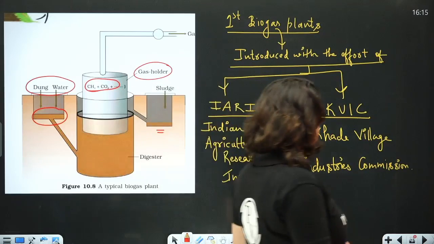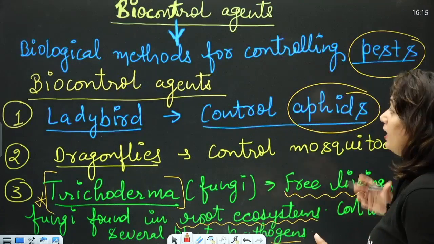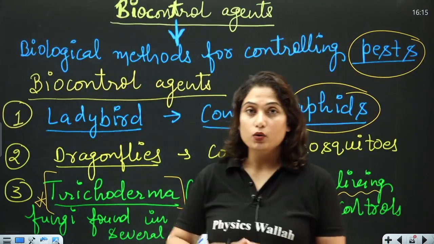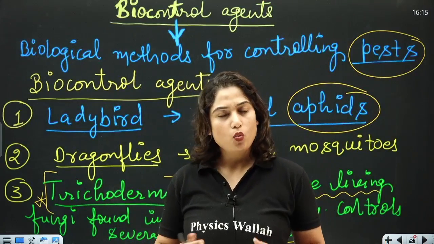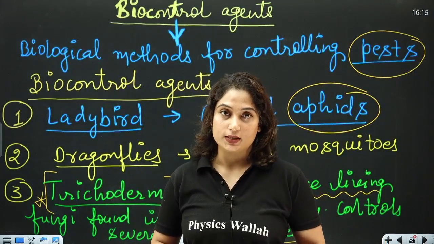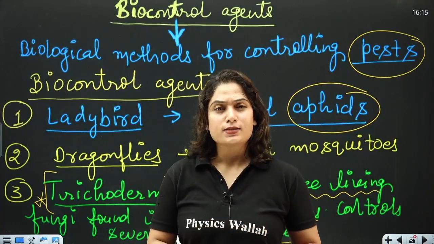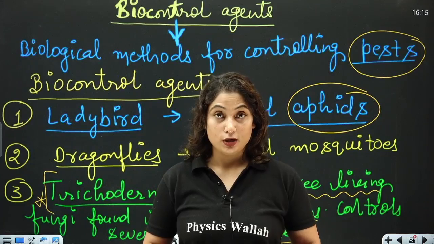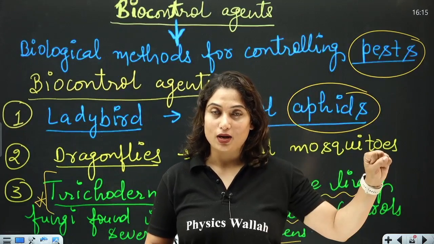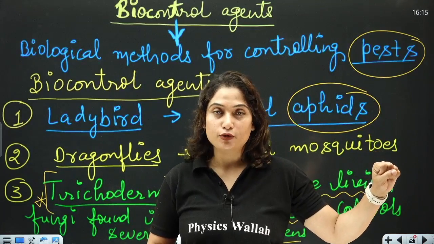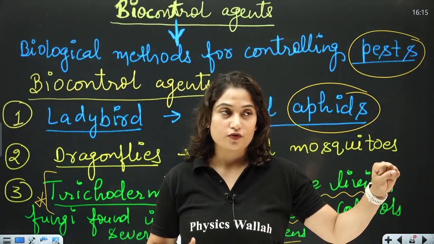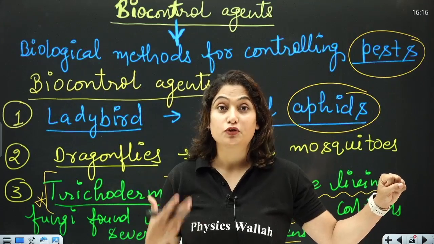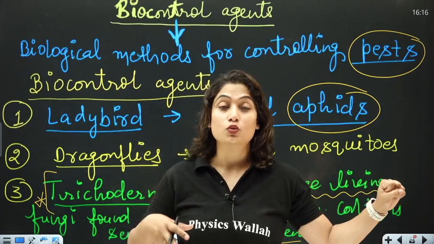Okay, now let's move on. Now let's talk about the biocontrol agents. What are biocontrol agents? These are some special organisms which can be used to control those organisms which are harmful for humans, or which are harmful for the productivity of crop plants which are used by the humans.